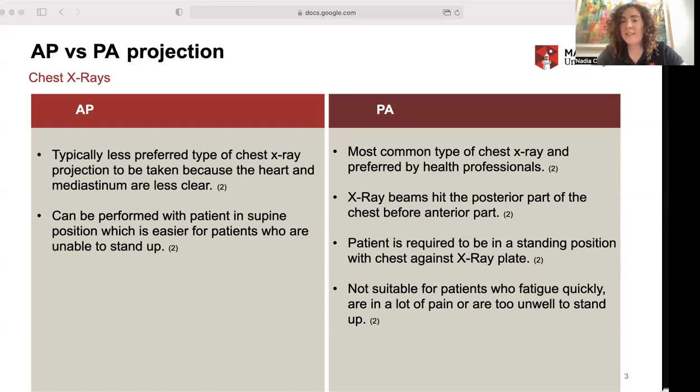The AP chest X-ray is normally less preferred because the image of the heart and mediastinum is less clear and focused on this projection. The AP X-ray can be done with the patient in supine, and the advantage of this is for patients who are unable to stand up because they are very unwell or have worsening symptoms. In our case, Anna's X-ray is performed in the AP view because she fatigues quickly and has severe chest pain.